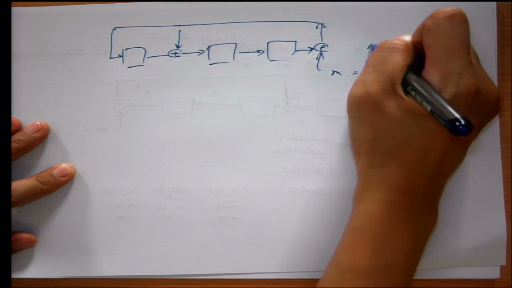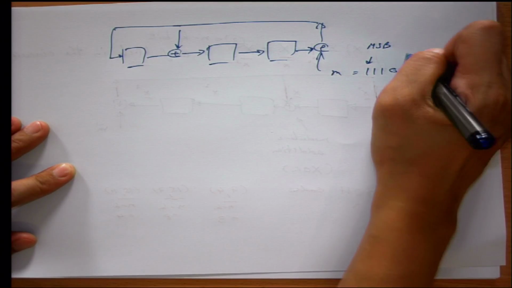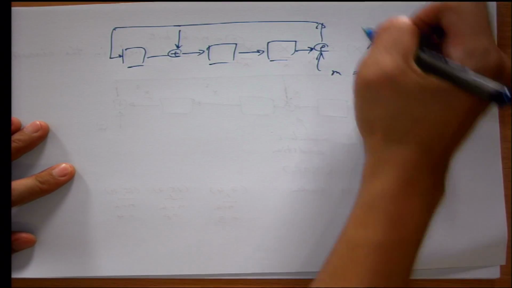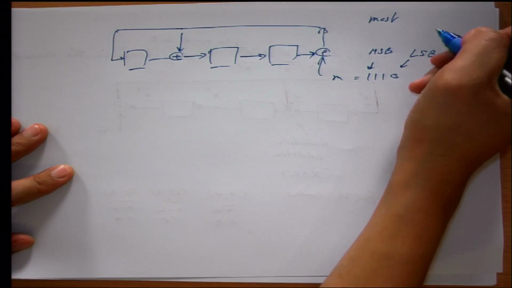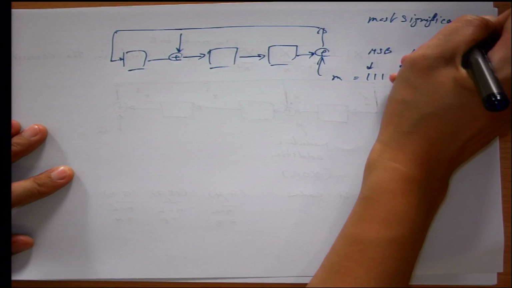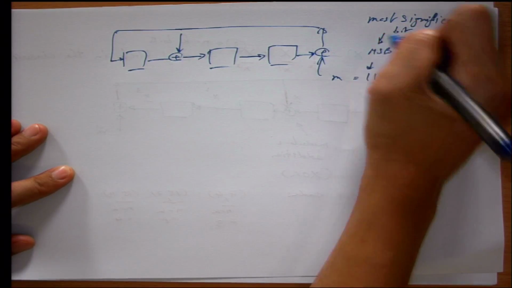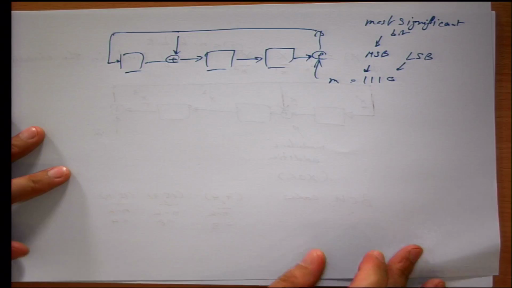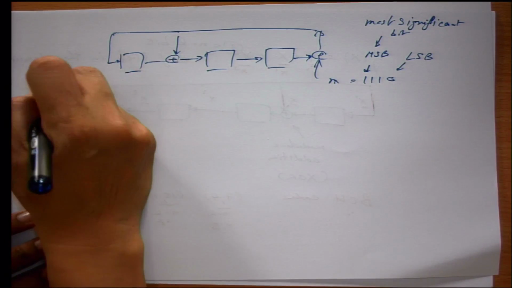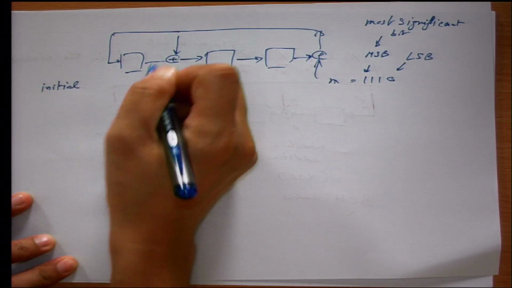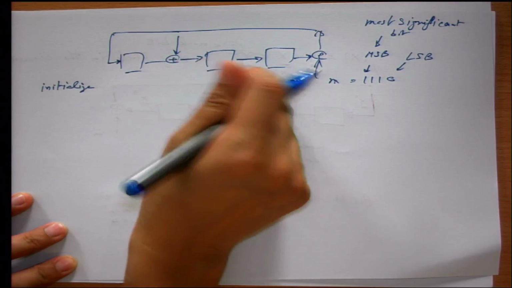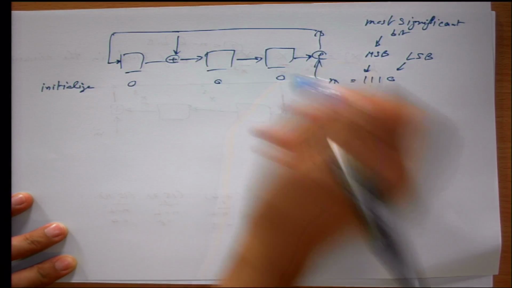This is the most significant bit, and this is the least significant bit. MSB is most significant bit. Anyway, when I put the data in, at first I have to initialize the value in the register, so they are all set to 0.